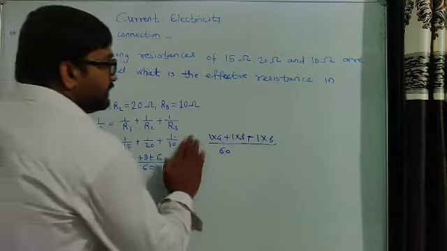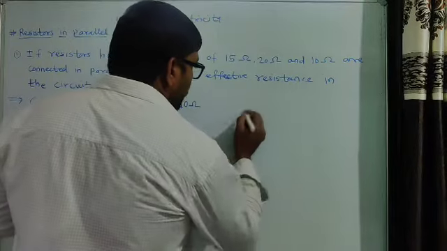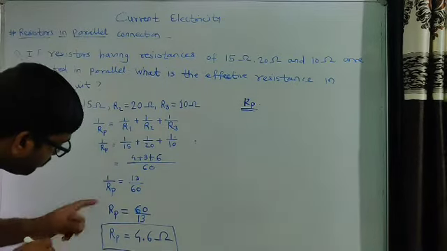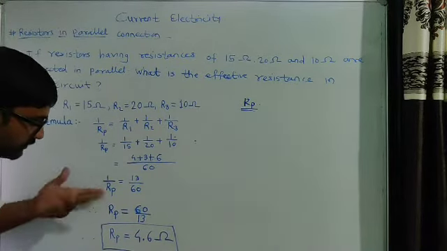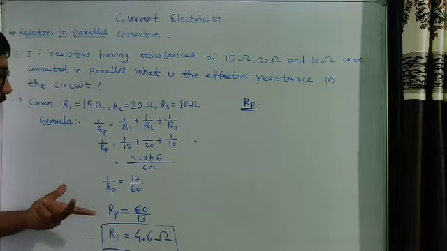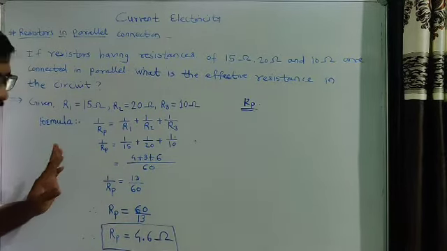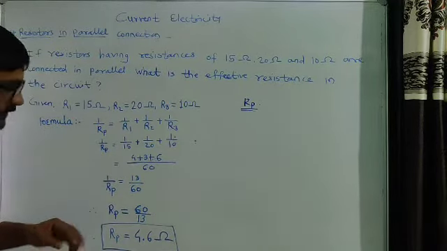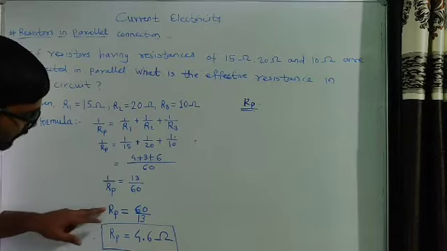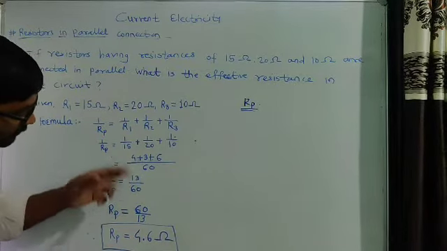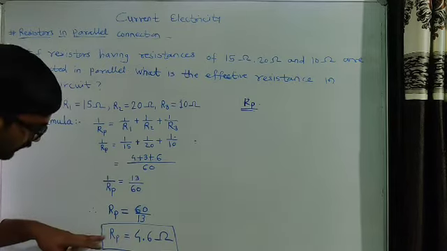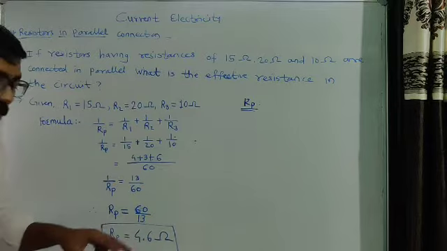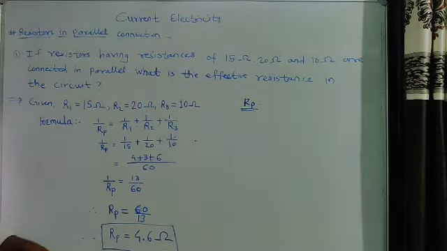But we know when resistors are in parallel, their equivalent resistance is Rp. So we have to take the reciprocal of this term. Rp becomes 16 by 13, so we have to take the reciprocal: 1 by Rp becomes Rp, and 13 by 16 becomes 16 by 13. Then their equivalent resistor will be 4.615 ohm.